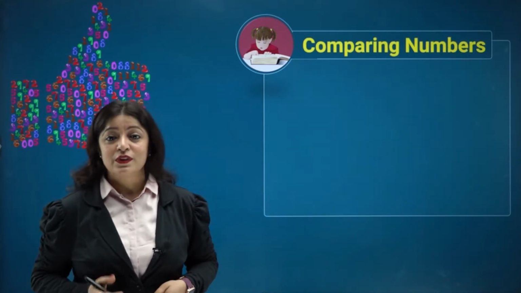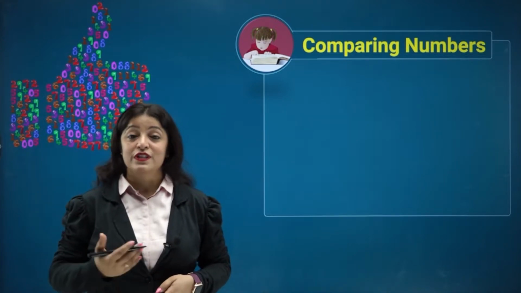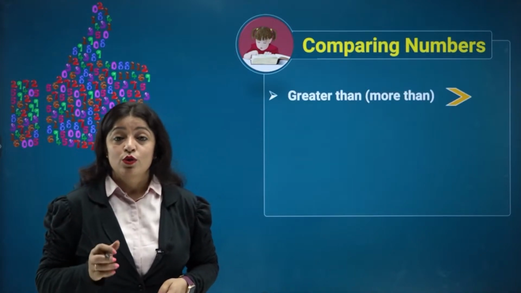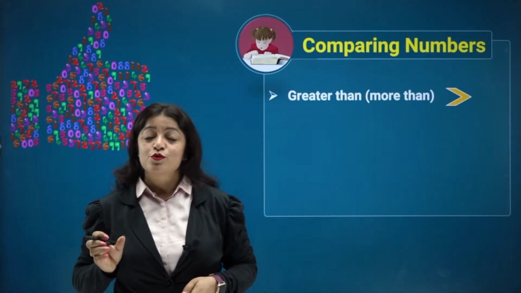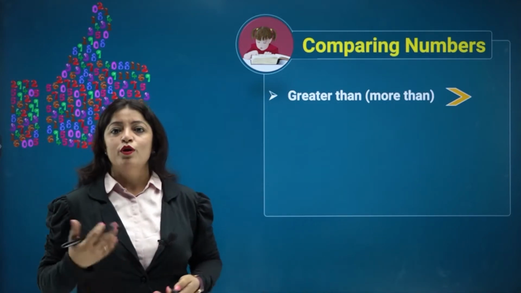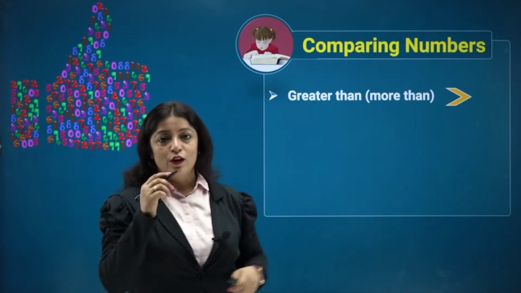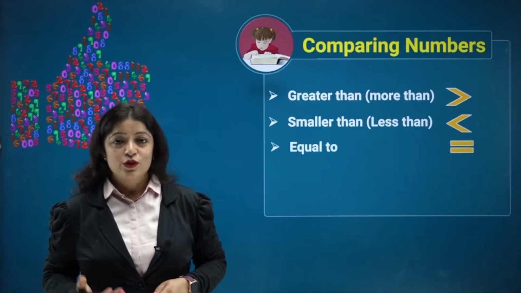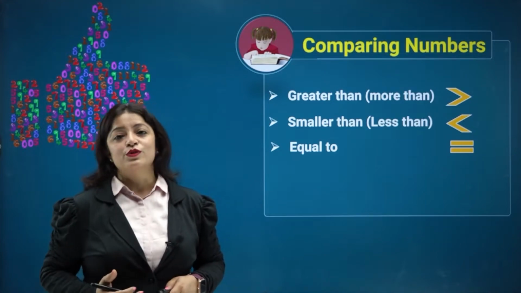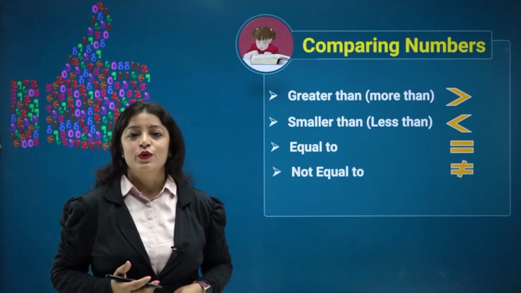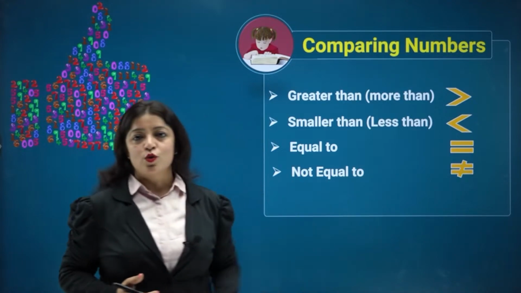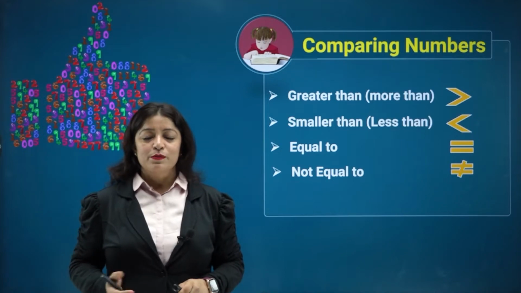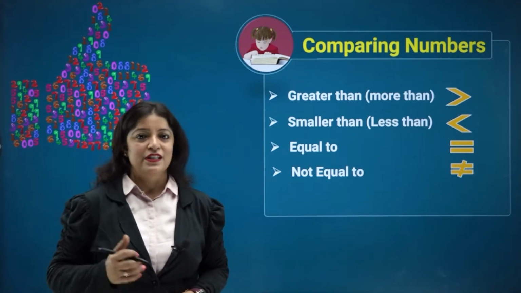Now, in the same cue, the next is comparison of different numbers. Now, how can we compare two given numbers? So, we know there are certain symbols used for them, like one is greater than or more than. For this, we use the symbol of greater than. Also, we use the smaller than or less than symbol. When two numbers are equal, we use the is equal to sign, and when they are not equal, we use the symbol equal to with a cross over it, and this is the symbol for not equal to. These four symbols we usually use to compare different numbers.